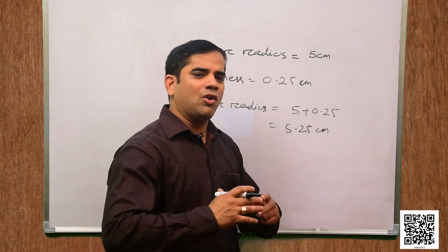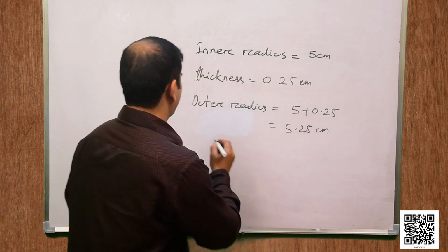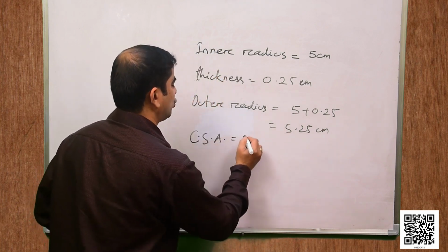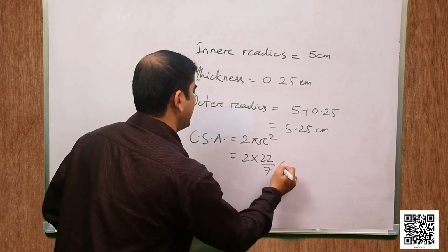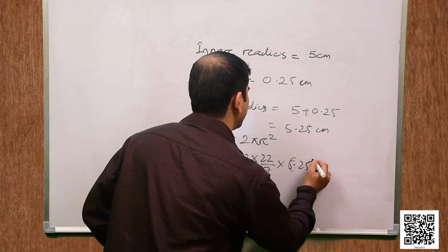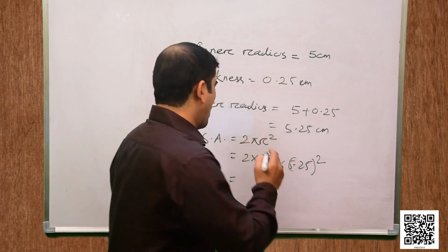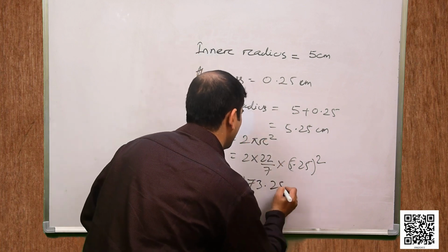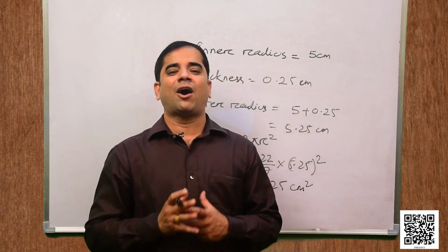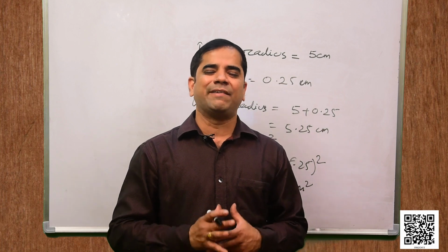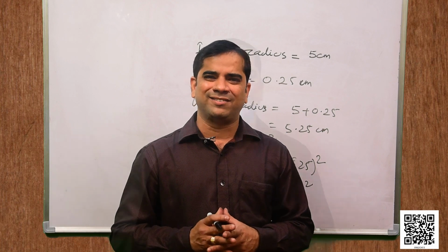Okay. So, now let us find the curved surface area of the hemispherical bowl. So, curved surface area is equal to 2 pi r square, that is 2 into 22 by 7 into 5.25 square. And when we calculate, it will come up to 173.25 centimeter square. Hence, the outer curved surface area of the bowl is 173.25 centimeter square. Hope you have understood this.